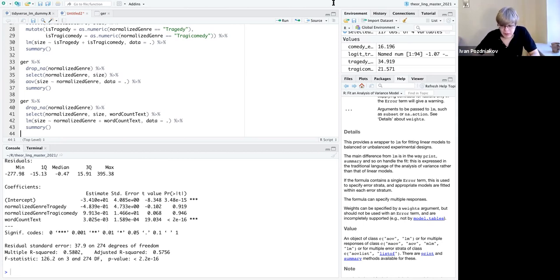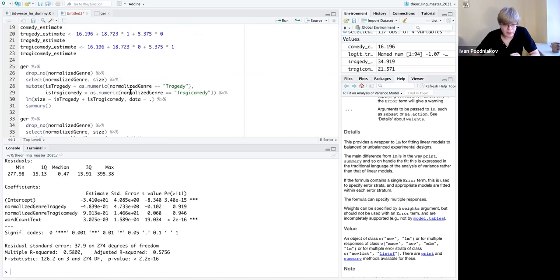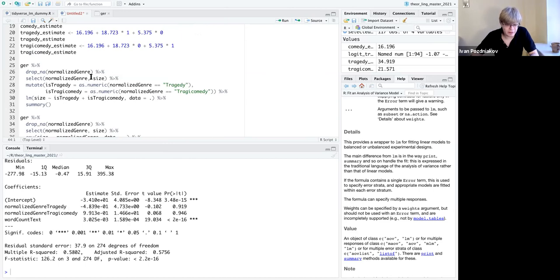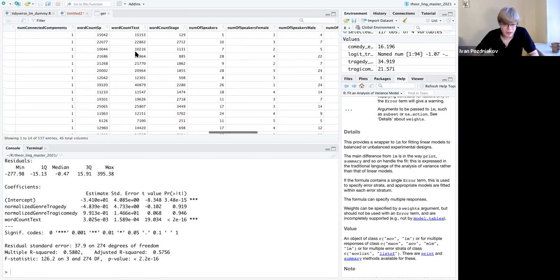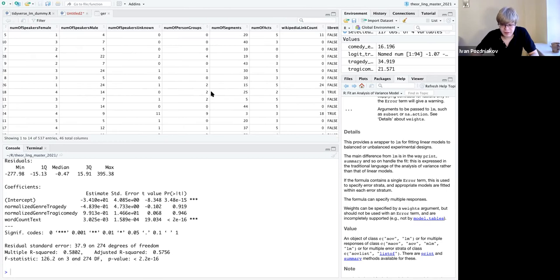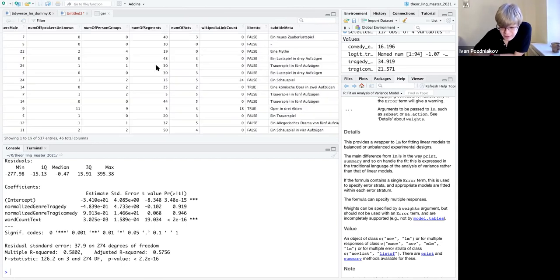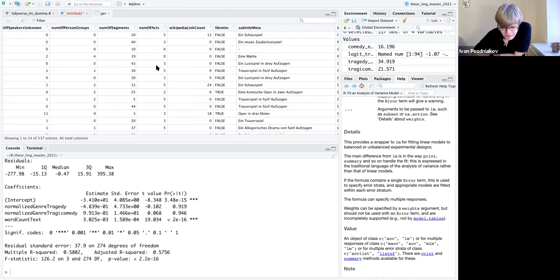Okay, so now please try to do linear regression with a parameter normalized gender on some different outcome. And you can choose the outcome that you want. You can choose word count text, or you can explore and choose something more interesting. Wikipedia link count, I think not interesting because it's really far from normal.